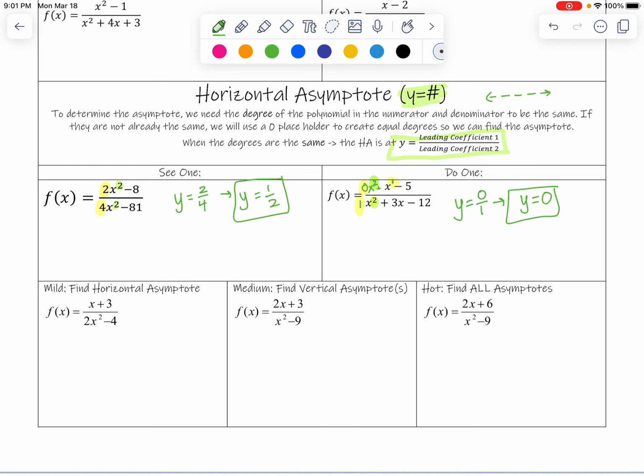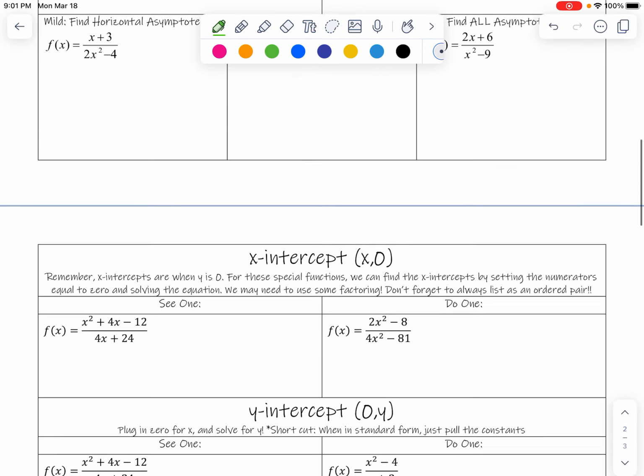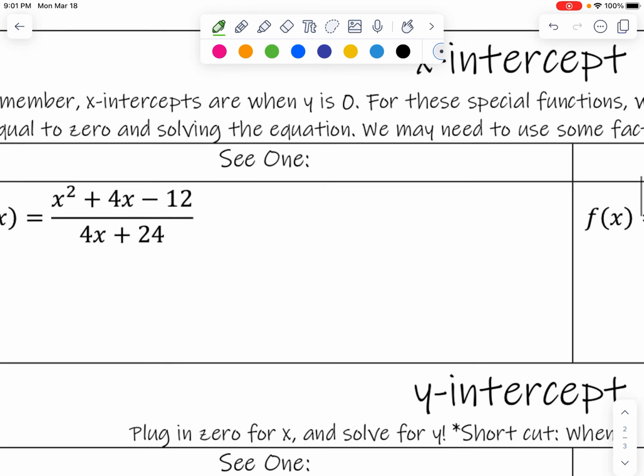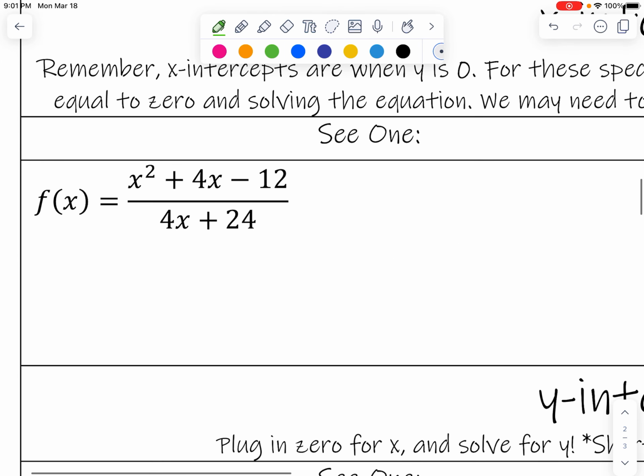There's actually one more case that you might potentially see. And it's not right here, but I found a problem below that will have this special case. So let's look at a problem like this. I know it's extra, so if you don't want to take notes right here, that's okay. Just watch what I do. The degree of the numerator for this one is 2. That's the highest power on x. And the degree for the denominator is 1.